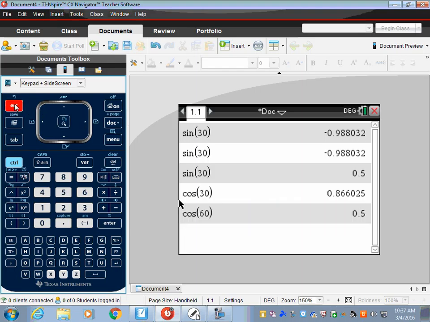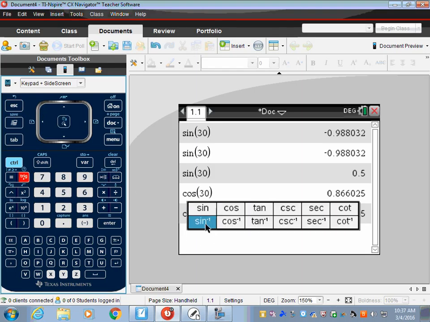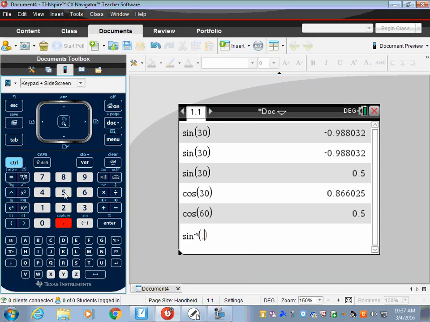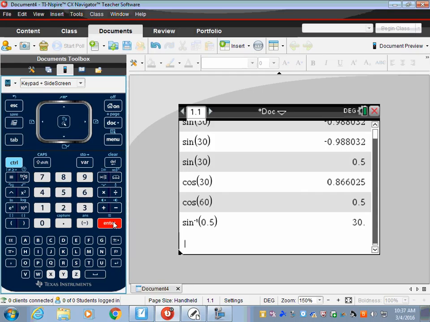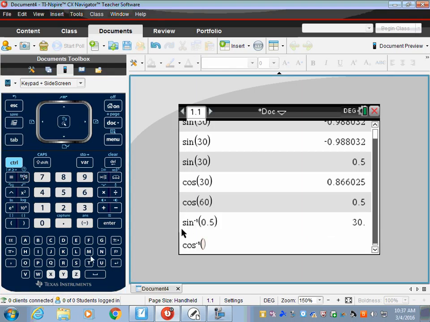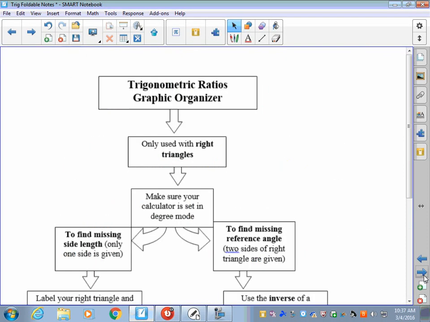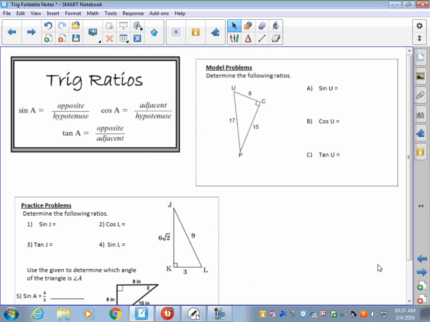All right, so I'm going to go back. Sine inverse, you got that? Sine -1. All right, put 0.5 in there, and it should equal 30 degrees, exactly. Okay? So inverse gives you the degrees. You would have to put cosine inverse of 0.5, and that would be 60. All right, so what I need you to do, we don't need that part.